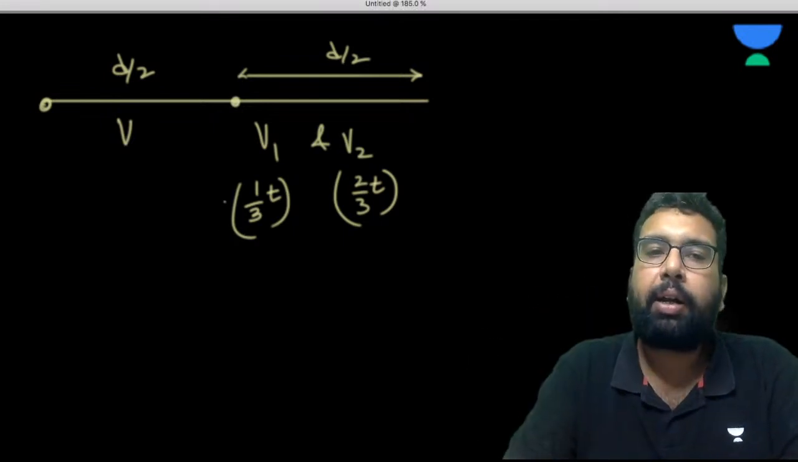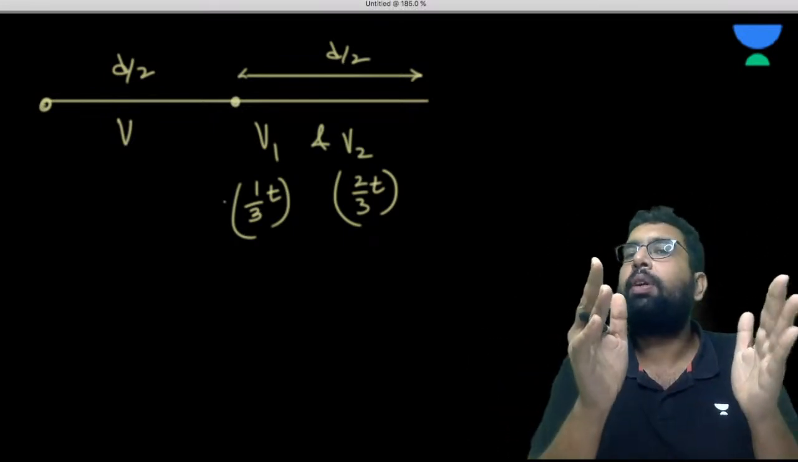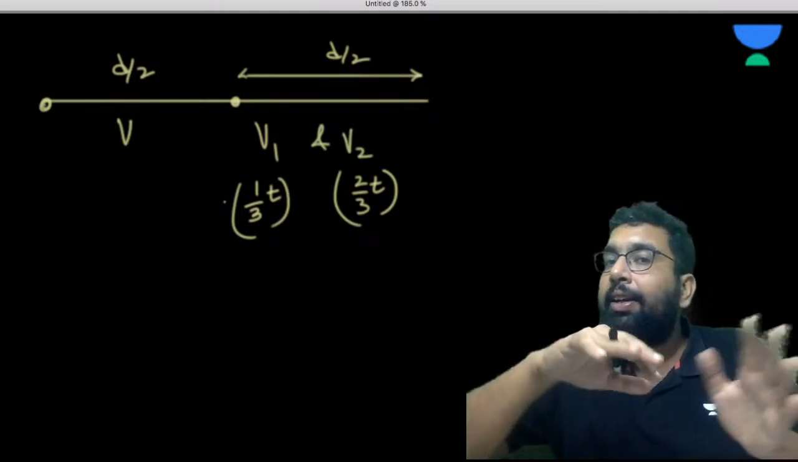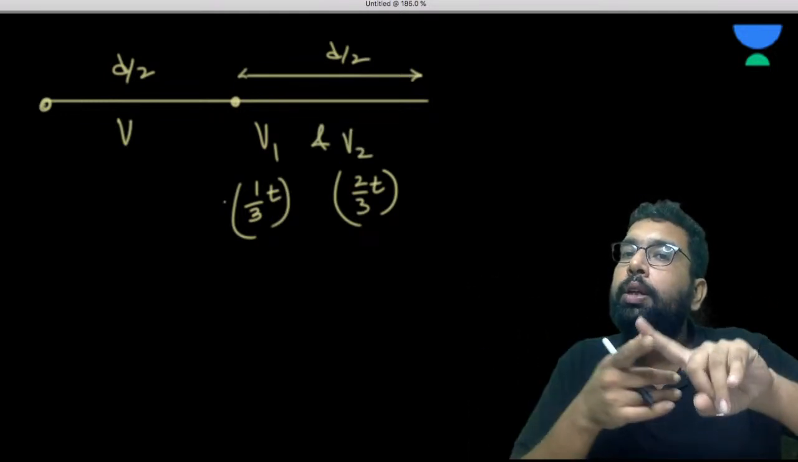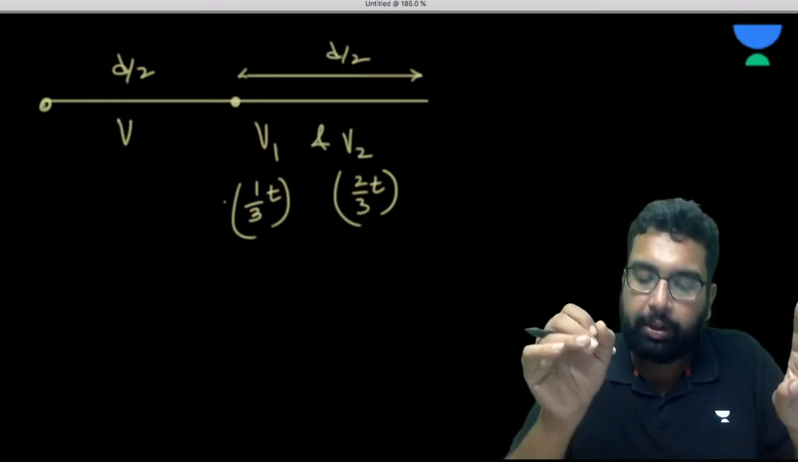So we understand that speed is distance upon time. Now let's try to interpret the question. So D by 2 distance we have covered with the speed of V. The remaining D by 2 we have covered with two speeds, V1 and V2. The first speed we carry forward.